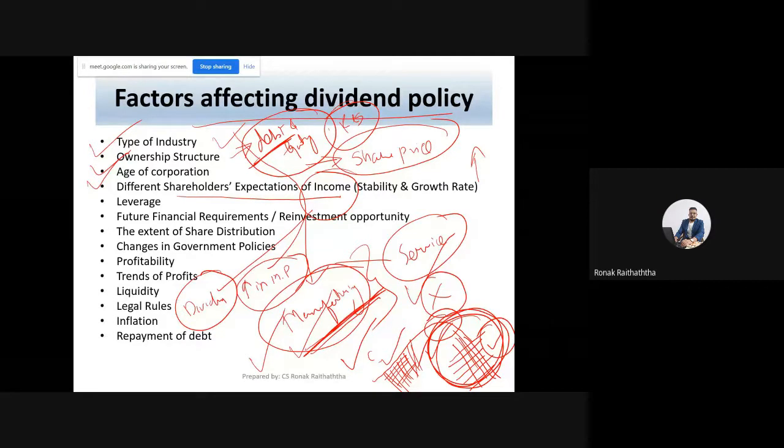So what kind of expectations do shareholders have? Some shareholders may expect an increment in market price. They are growth shareholders. The companies which are basically focusing on the increment of market price instead of paying the dividend are called growth companies.